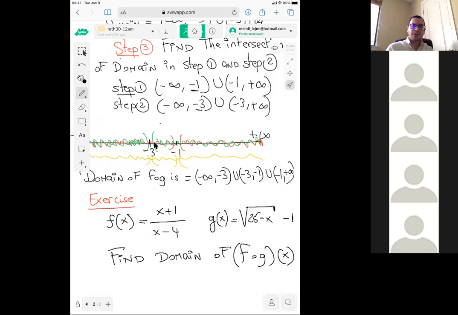Anyway, any questions, guys, about this exercise? Any guess for the answer? What will be the domain of this f composed with g? Muhammad, you're saying negative infinity? Yes, that's step one. Yes, correct, Muhammad.